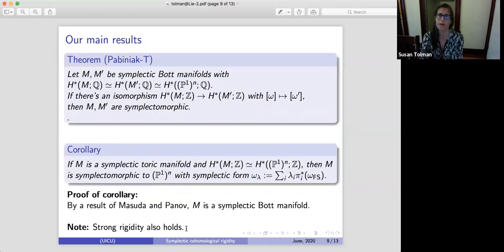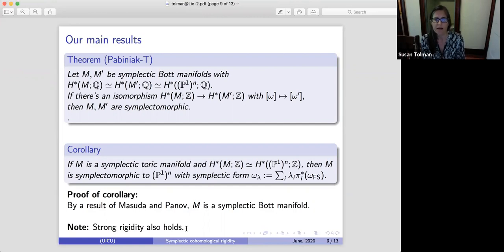Okay, so our main theorem is the exact counterpart to the theorem I mentioned before. Let M and M prime be symplectic Bott manifolds. Again, I'm going to assume that the rational cohomology ring of M and the rational cohomology ring of M prime are both isomorphic to the rational cohomology ring of P^1 to the N. In that case, if I have an isomorphism from the cohomology of M to the cohomology of M prime, and it takes the class of omega to the class of omega prime, then the manifolds are symplectomorphic.